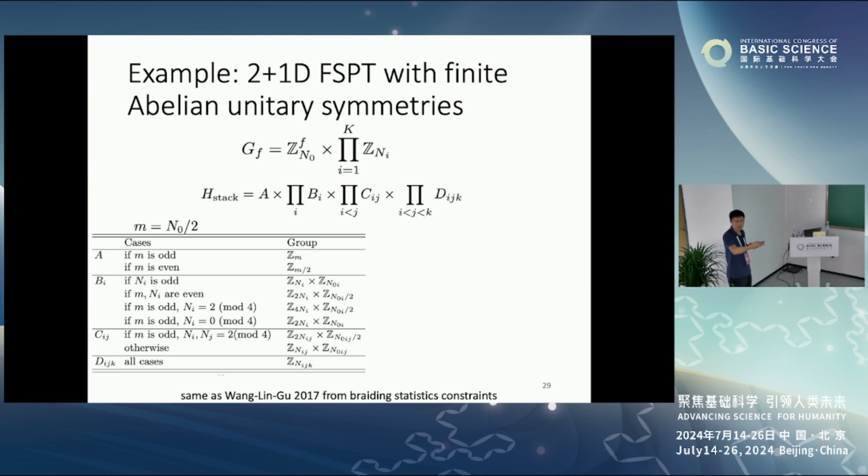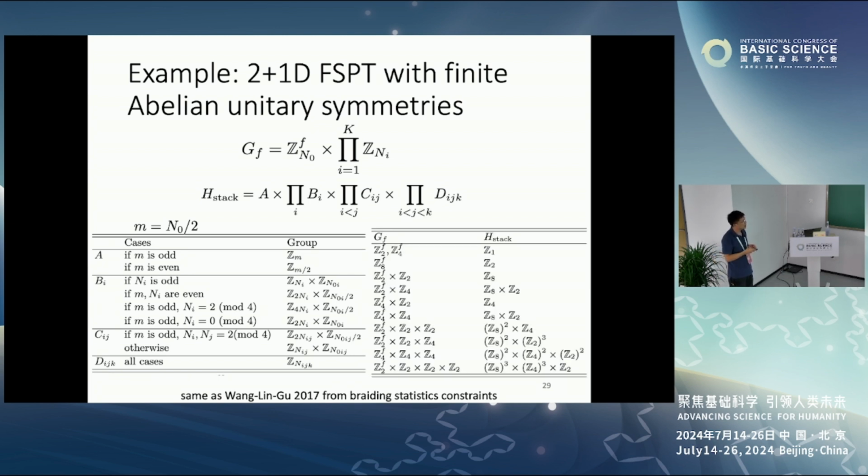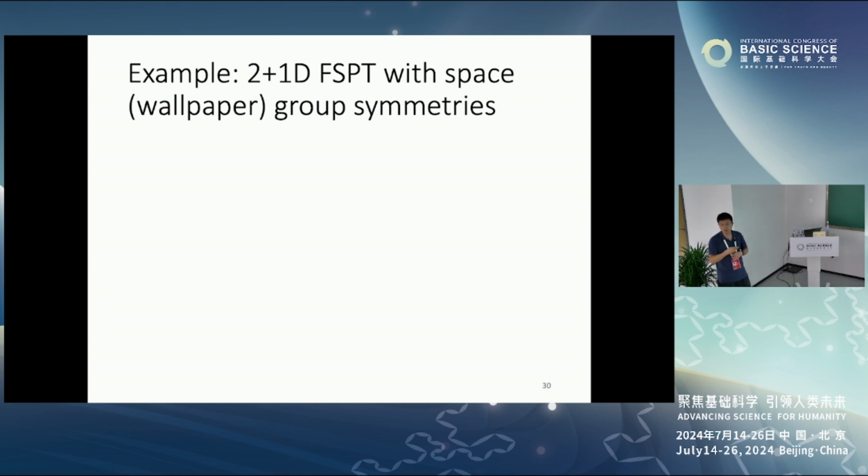Now we can use our results to recover them. And here are some examples. So in this example, you just choose different ZNI, and you obtain the final result. That's one of the examples. Another example is more complicated. That is from some condensed matter system with lattice symmetry.